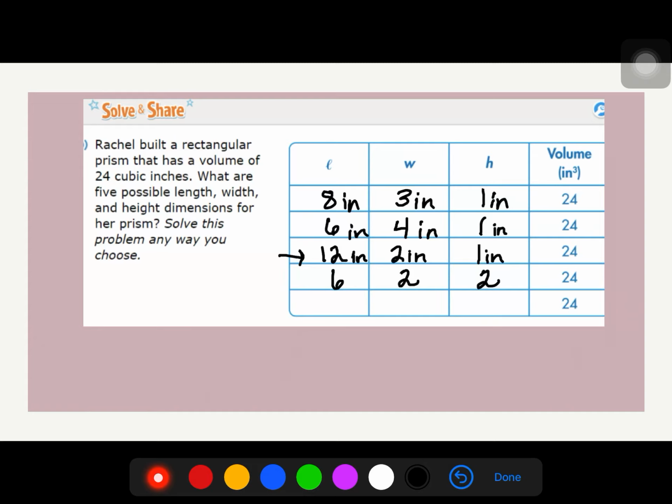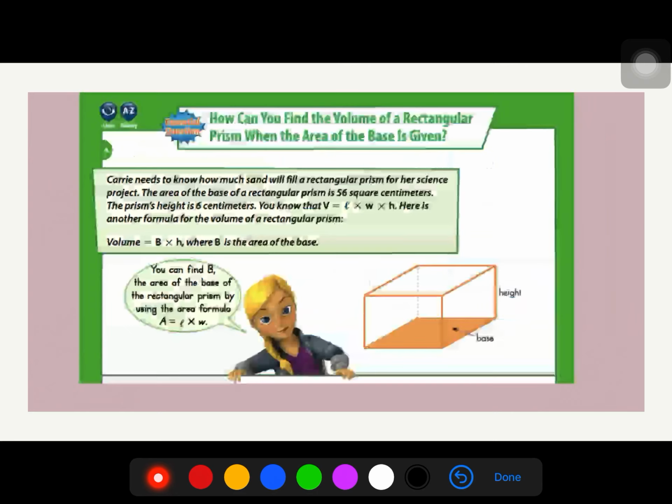Or I could go back up to my top one here, and I could say, well, 8 is 2 times 4, that's 8, and then multiply that by 3, with a height of 1. And of course, I know some of you are probably thinking, well, I could do 24, 1, and 1. Sure, you could. But those are 5 different ways to find a volume of 24. You just have to be a little creative.